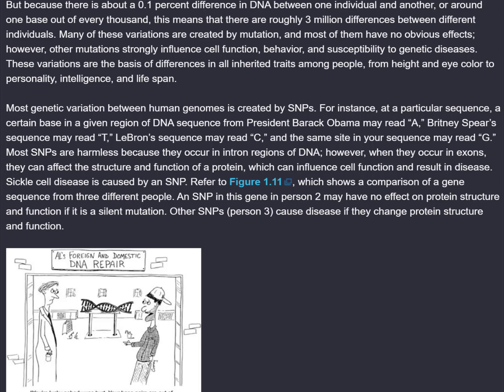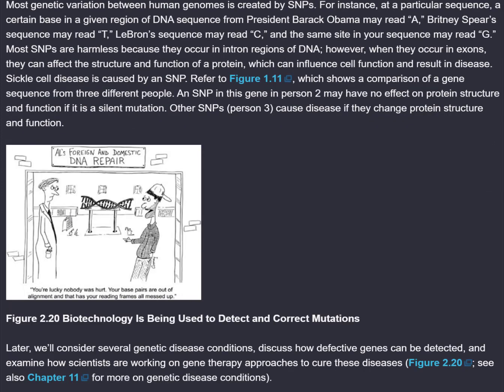These variations are the basis of differences in all inherited traits among people, from height and eye color to personality, intelligence, and lifespan. Most genetic variation between human genomes is created by SNPs. For instance, at a particular sequence, a certain base in a given region of DNA sequence from President Barack Obama may read A, Britney Spears' sequence may read T, LeBron's sequence may read C, and the same site in your sequence may read G. Most SNPs are harmless because they occur in intron regions of DNA.